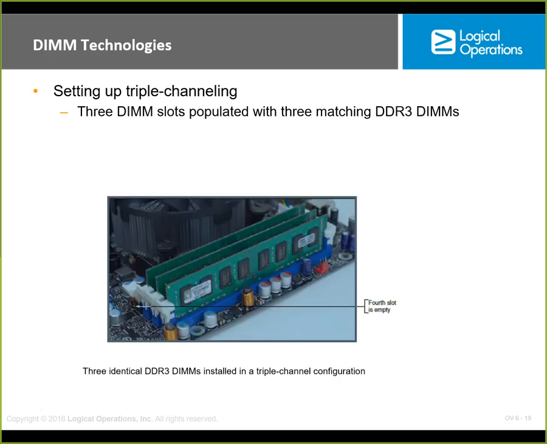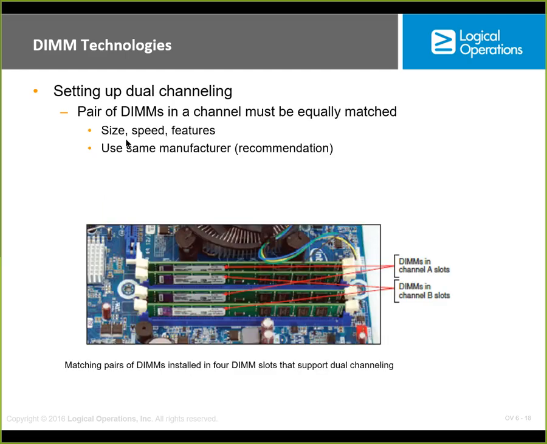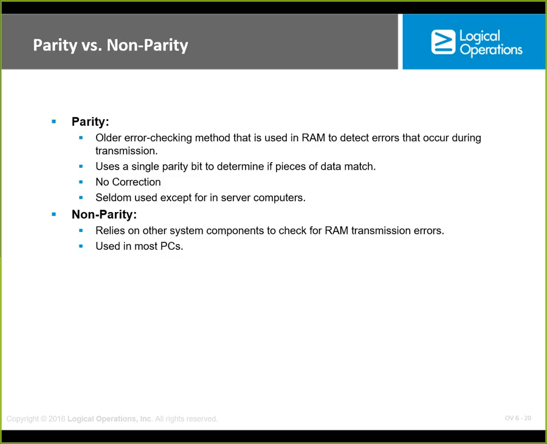Let's see, setting up a triple channel. It has 3 of them. The 4th slot in the triple channel is going to be empty, and again, whatever the documentation says is the way that you want to fill these slots. 3 matching DDR3 DIMMs, and again, matching in size, speed, features. Manufacturer preferred but not necessary.